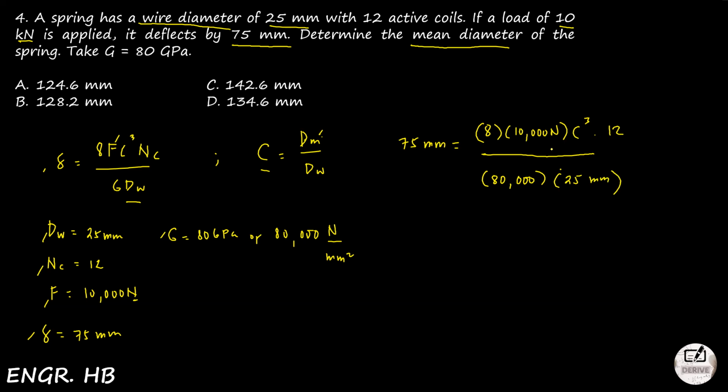Okay, so obviously, cancel, ano ba mga cancel? So 80,000 newton per mm squared. So cancel si newton, cancel si mm, mm times mm squared. So this is canceled. So expected that C is dimensionless kasi nga Dm over Dw, cancel ang unit. So kunin natin si C, which is 75 times 80,000 times 25 divided by 12 divided by 8 divided by 10,000. And just get the cube root. That was 5.386. And since we are looking for mean diameter, it is equal to the product of spring index times wire diameter. So that was 5.386 multiplied by 25 mm.